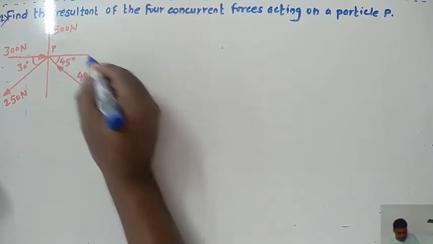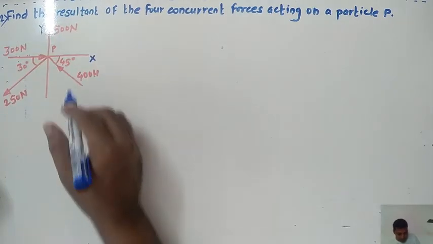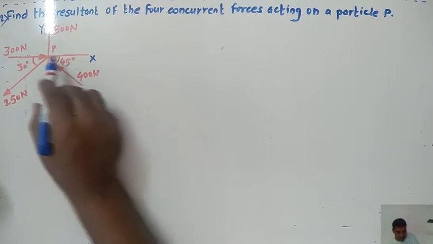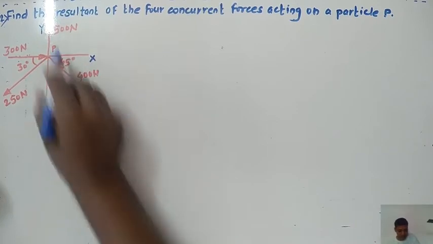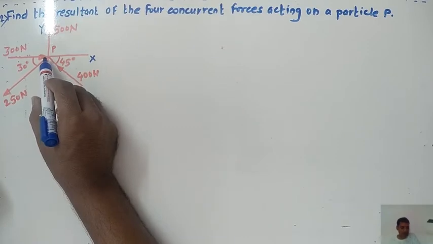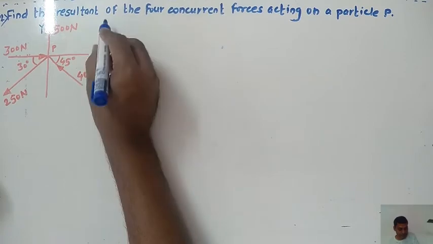Apart from this, we have the x-axis and the y-axis. Okay, so apart from this, there is 400 Newton, that makes an angle of 45 degrees with the x-axis. Okay, these are the forces acting on this particle. Our aim is to find out the resultant of the four concurrent forces. Okay, so let's start.